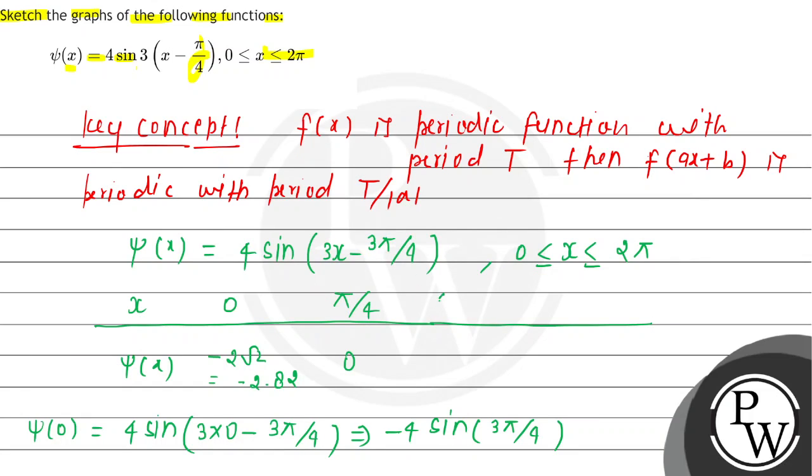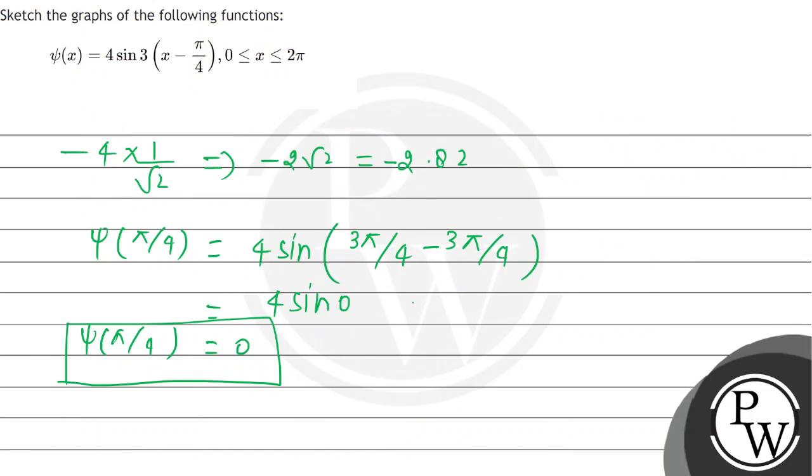So now suppose we are putting pi by 2. So now we'll put the value of x as pi by 2 and then we'll check what we are getting further. So psi of pi by 2, we have 4 sine, and we have already 3, so we can say that it will be 3 pi by 2 minus 3 pi by 4. So we'll solve this further and then we'll get 4 sine of 3 pi by 4.